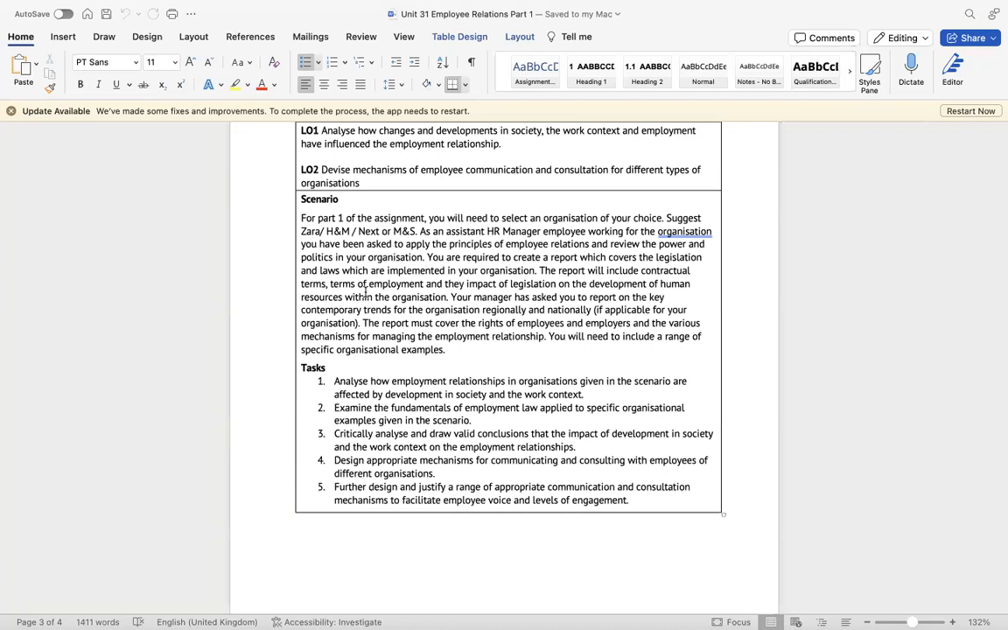So your manager has asked you to report on the key contemporary trends for the organization, regionally and nationally. Okay, so this is something that your manager has asked you. So I mentioned, you are a people manager, you probably have 6 people under you. There might be 5 other people managers managing 6 people under them. Those 5 people managers report to someone higher to them in the hierarchy. And that's how it keeps going. So again, you are an HR manager, but your manager has asked you to report on the key contemporary trends of the organization, regionally and nationally.